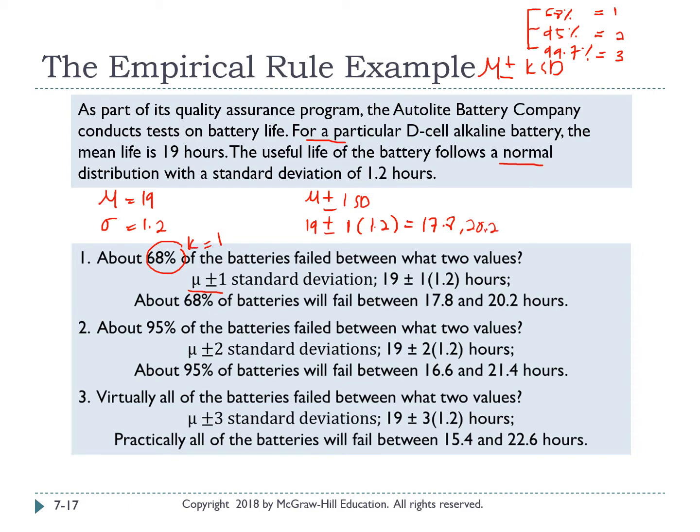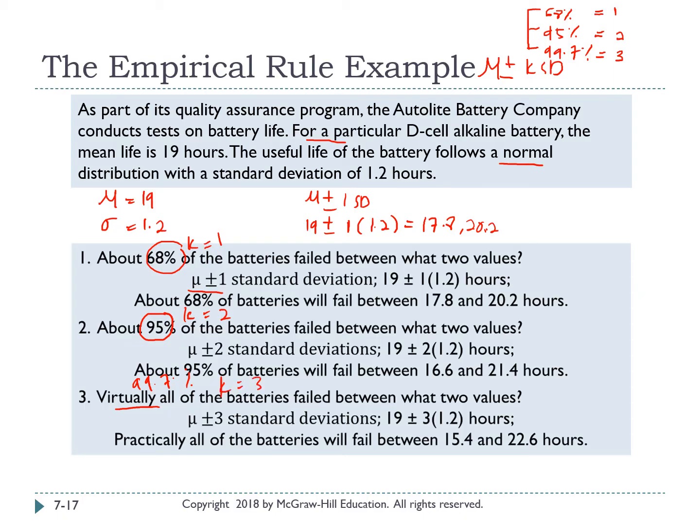Okay, the next one is about 95%. So here your k will become 2. And the next one, virtually all of the batteries. When you say virtually all, it refers to 99.7%, or we can also say mostly all. So you have to take the value of k equals 3.